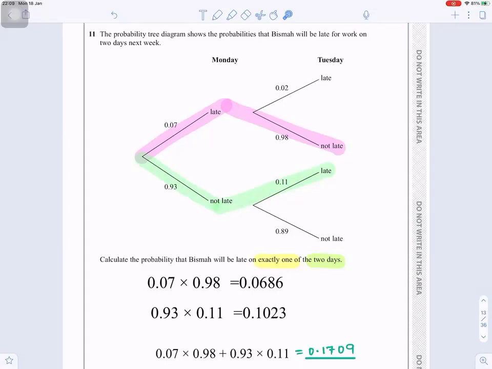So we now have probability of late on Monday is 0.07 times the probability of not late on Tuesday is 0.98. The next one, probability of not late on Monday is 0.93 times the probability of late on Tuesday is 0.11. After that, we add them up. That will give us 0.1709.